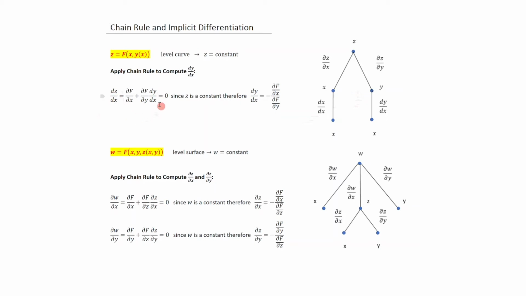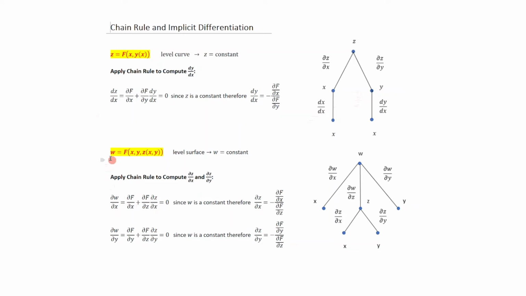If this were an implicit form, you would not be able to extract y of x, and therefore you would not be able to compute dy/dx. So this approach allows us to compute dy/dx given an implicit function. We can extend this basically to more than two variables. So for instance, if we have x, y, and z, but z is a function of x and y, then w now becomes a level surface. If we apply the chain rule, we can obtain the value for ∂z/∂x and ∂z/∂y.